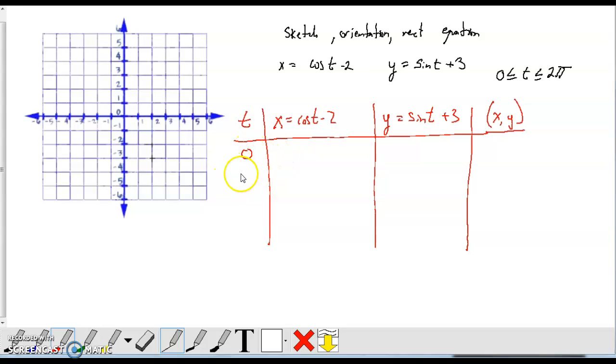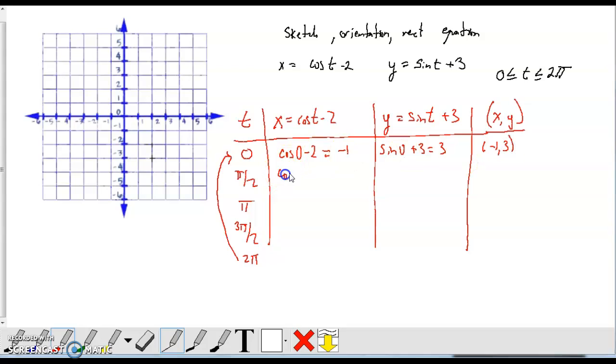Right, so coming back from the paused video, we can see that I'm still writing things down, and I already know that 2 pi is going to be the same as 0. Okay, so cosine of 0 minus 2, so 1 minus 2 is going to give me -1, and then sine of 0 is 0 plus 3, so this will just be 3, so this will be -1, 3. Cosine of pi over 2 minus 2, so 0 minus 2 is -2. Sine of pi over 2 plus 3, so this will be 1. 1 plus 3 is 4, so -2, 4.